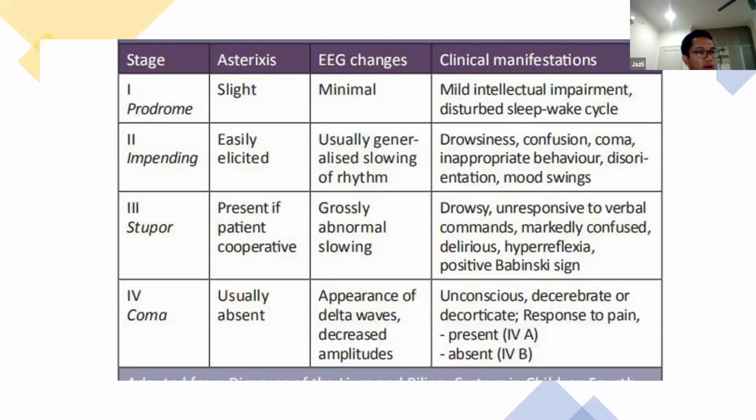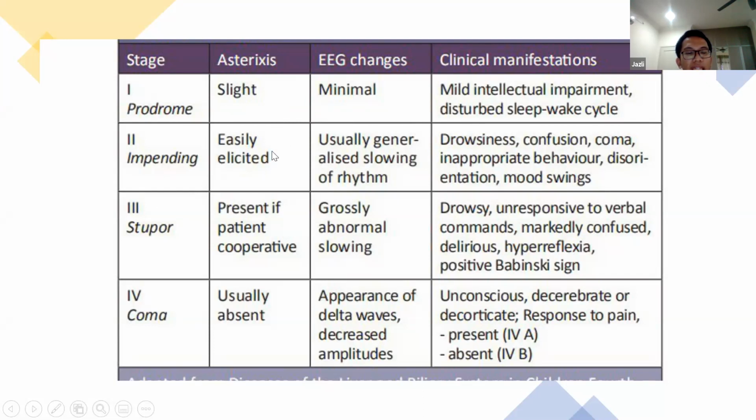Based on the West Haven protocol, you can grade the severity of the hepatic encephalopathy. Stage 1 is the prodrome stage, stage 2 is impending, stage 3 is stupor, and stage 4 is coma. In stage 1, you have slight asterixis, which is the flapping tremor, which is slight, and very minimal EEG changes. Clinical manifestations can present with mild intellectual impairment or a disturbed sleep-wake cycle.